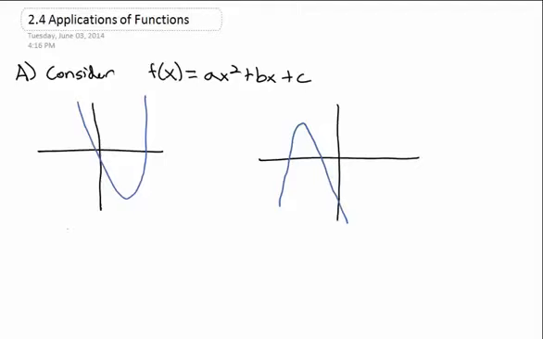The way we tell the difference is if a is positive, if a is greater than 0, it points up like a smiley face, and if a is less than 0, it's going to point down like a frown face. What we're going to be specifically interested in today, though, is this point at the bottom or at the top of the graph. Because what you should notice is that the top of the graph is the maximum or highest point, and the bottom of the graph is the minimum, the lowest point.